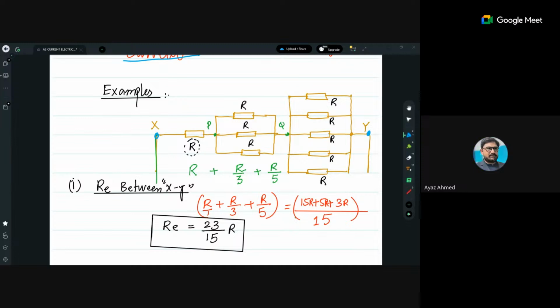Yes. So this is a single resistor R. These are three in parallel. These are one, two, three, four, five in parallel. So first of all, I will solve these parallel combinations.